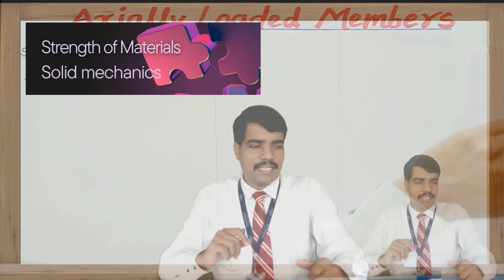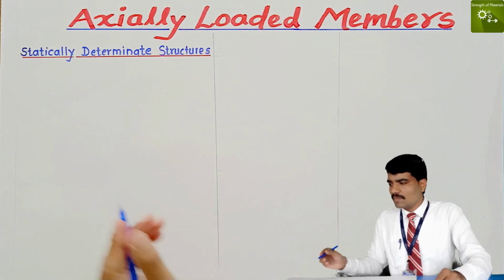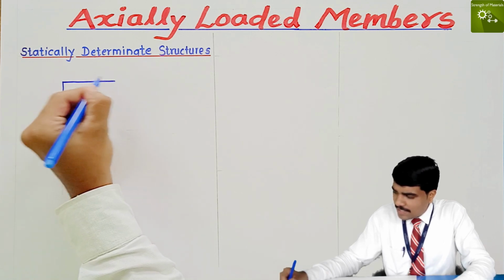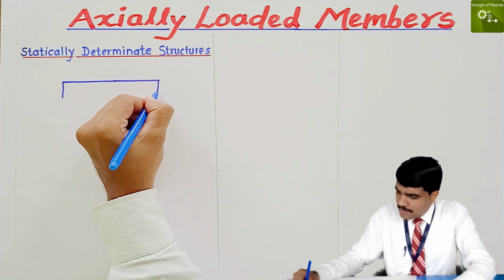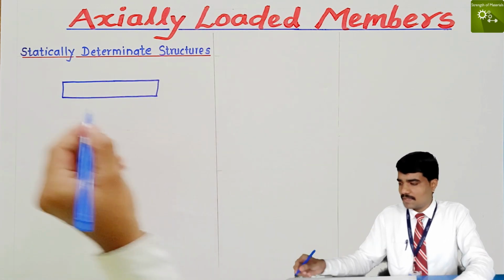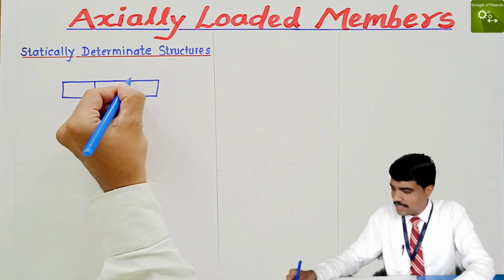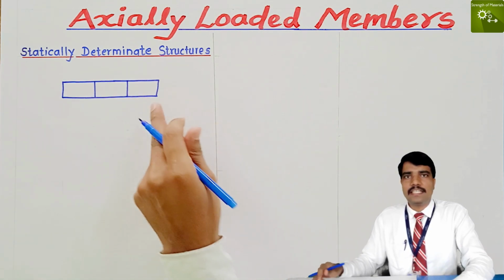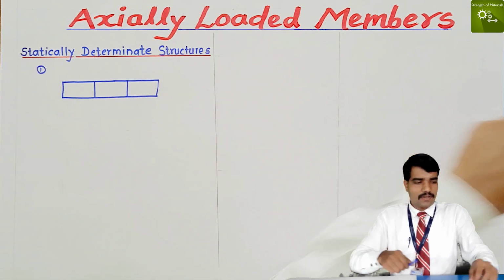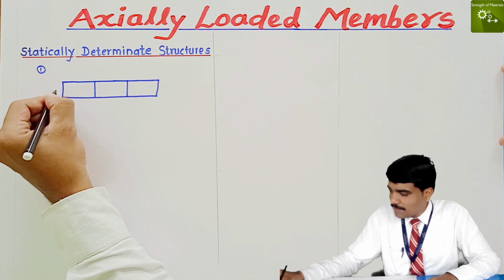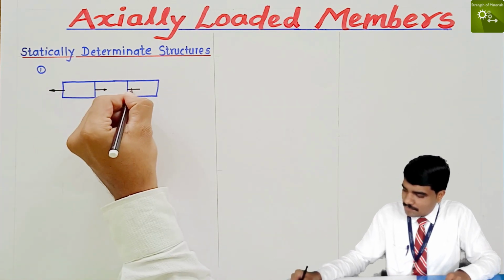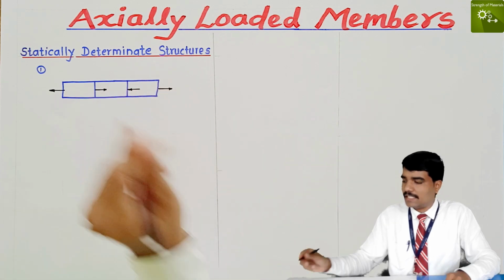The first one: let's consider a structural member or axially loaded member having the same cross section throughout its length. This is the first type of statically determinate structure, on which different forces are acting.